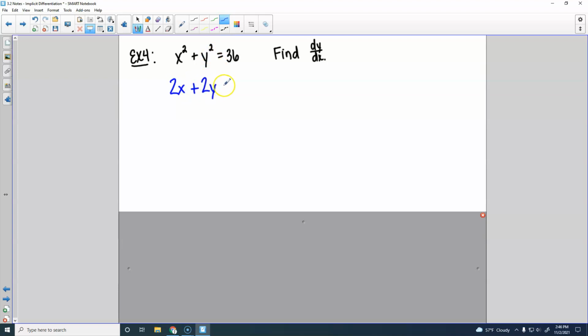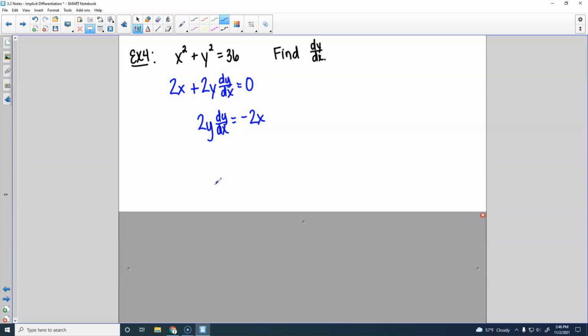2y what? Oh, dx. No, nope. There we go. It's dy over dx, not dx. And Logan, what's the derivative of 36? Oh, it's 0. Good. Alright. So in this case, we're trying to get that dy dx by itself. We need to move the 2x over, so we got 2y dy dx is going to equal negative 2x.